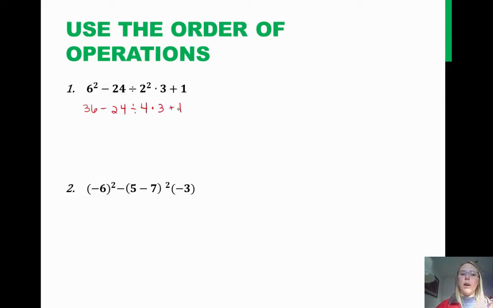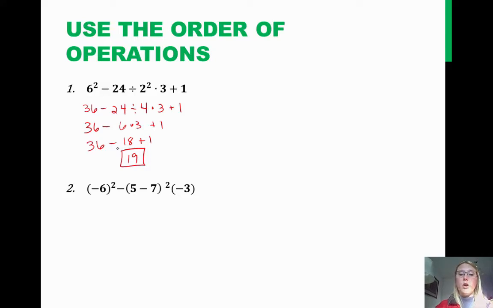Now we have multiply and divide. So we're going to do those first, and we're going to go from left to right. So 36 minus 24 divided by 4 is 6 times 3 plus 1. Now we'll multiply those. 36 minus 18 plus 1. Now we're just going to go from left to right. 36 minus 18 is 18 plus 1 is 19, and that's my answer on that one.